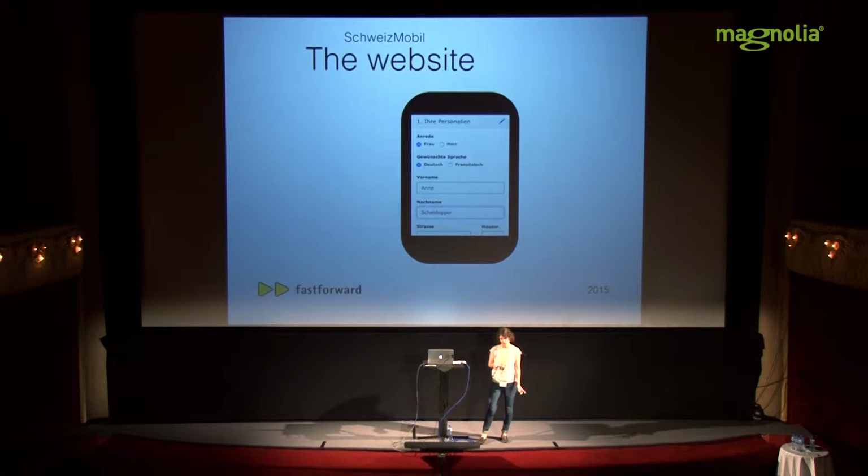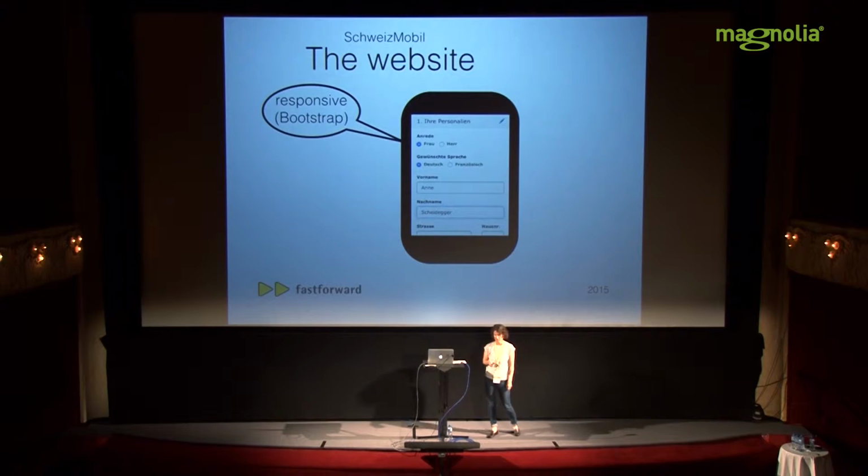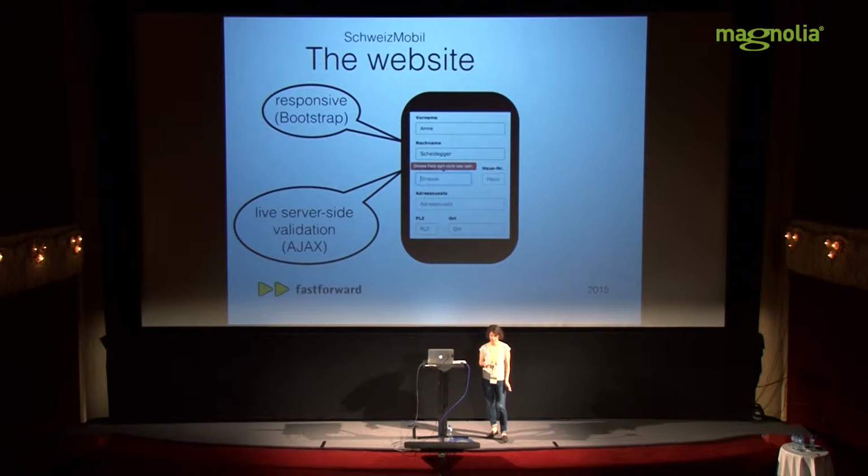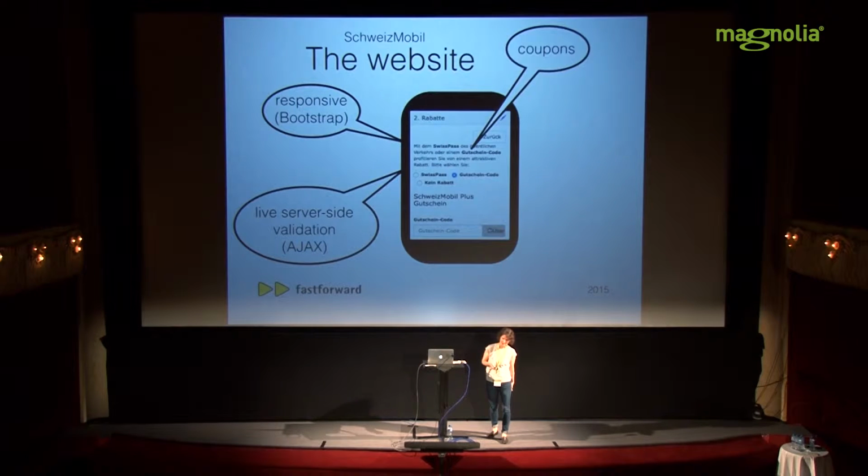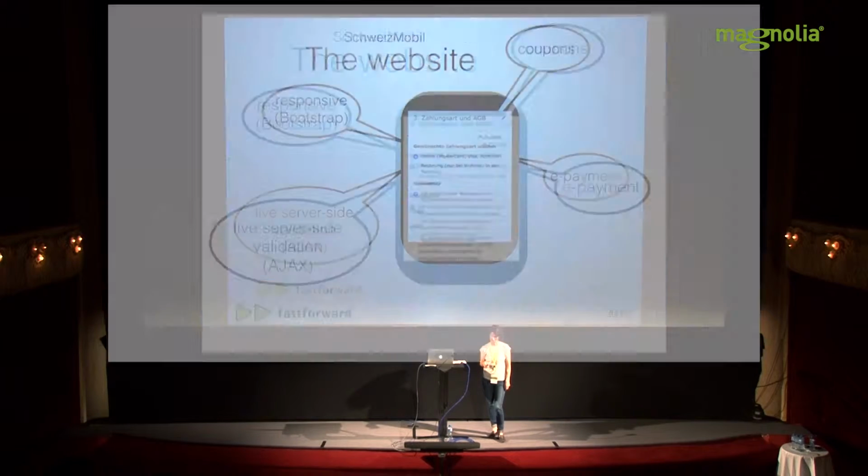The website will have a nice responsive interface with the next release that's coming out in the next couple weeks. We did this with Bootstrap. We have live server-side validation. We added a coupon functionality that's been in there for a long time, before Magnolia came up with a coupons app. And we've added e-payment.